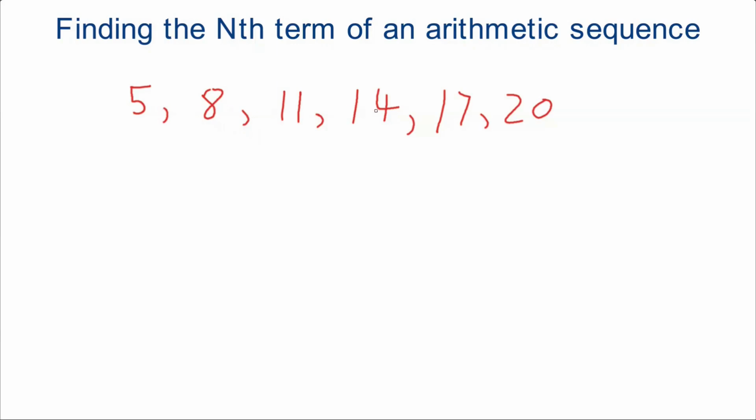Well, we've got this sequence of numbers and they're labeled like this. This would be the first term, this one the second, 3, like that. And if you look at them, it's arithmetic because we've got the same difference between each one. 5 to 8 is a difference of 3. 8 to 11, 3. All the way up.